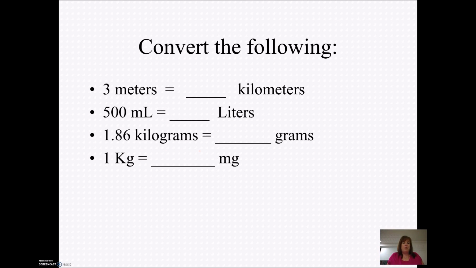So you try these, pause the video, try them, and see what you get.